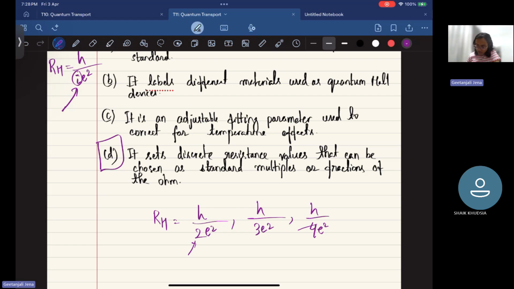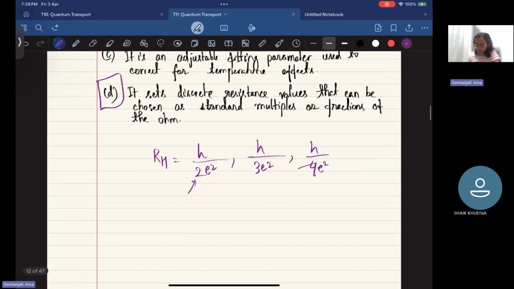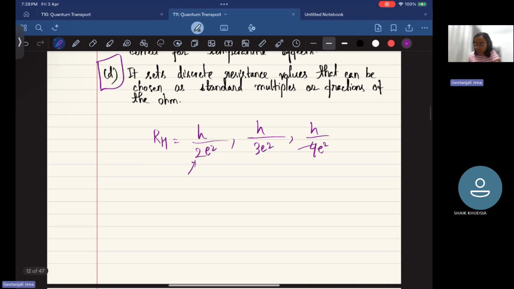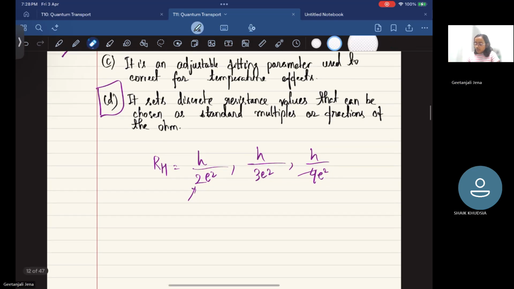So i just sets the discrete resistance value. This can be used by a standard laboratory to select any particular plateau so that they can measure the resistance of some unknown device.